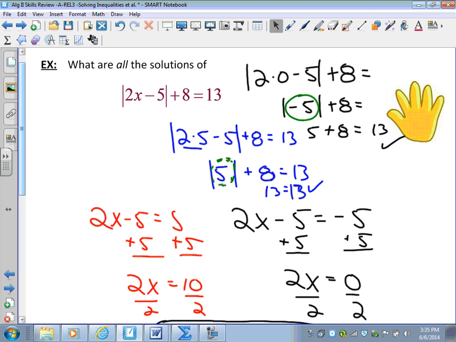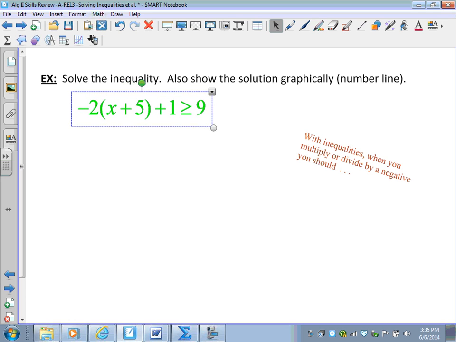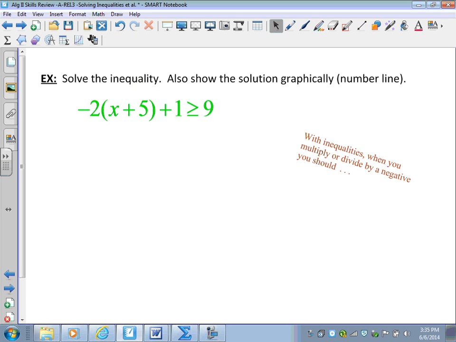Let's look at an inequality. Oops, not that one there. Let's do this one here. Okay, so we're going to solve the inequality, and we're also going to show the solution graphically, which means we're going to do this on a number line. So if you notice here, we have just one variable x.